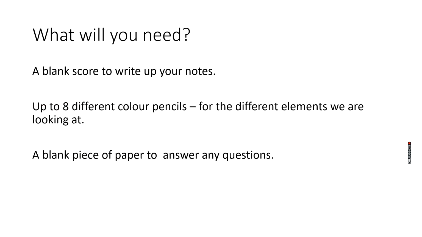What you'll need before we start is a blank score to write up any of the notes from this analysis, up to 8 different colour pencils because we're going to be discussing the different elements, and this is going to help when you write it on the score, and also a blank piece of paper to answer any questions that I'm going to have throughout this analysis.